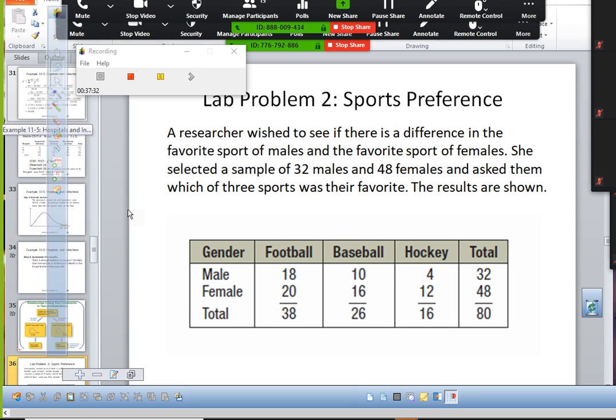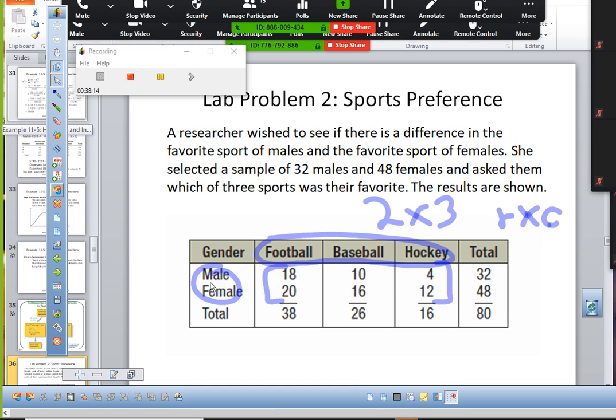Great. Let me ask you guys, how many rows do we have? How many columns do we have? Everybody private chat it. Remember, it goes RC cola, row then column. Good. It's a 2 by 3 because we have 2 rows, male and female, and 3 columns, football, baseball, hockey. R by C. So go ahead and work this out.